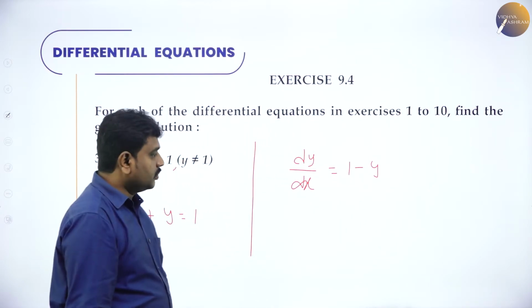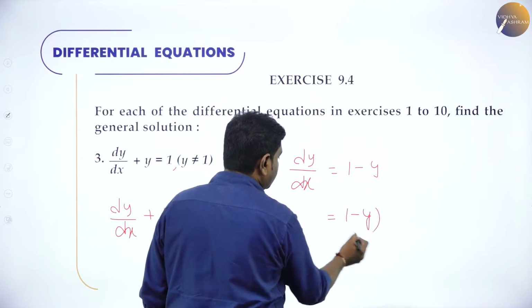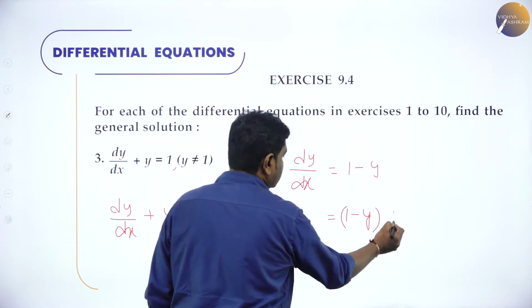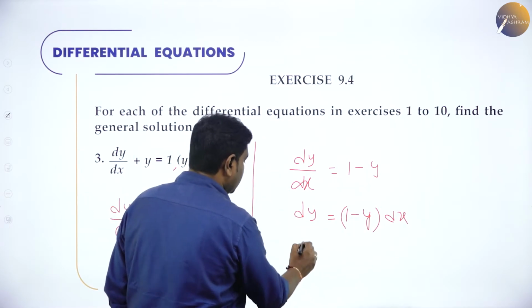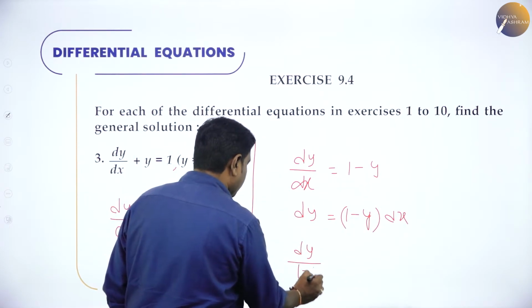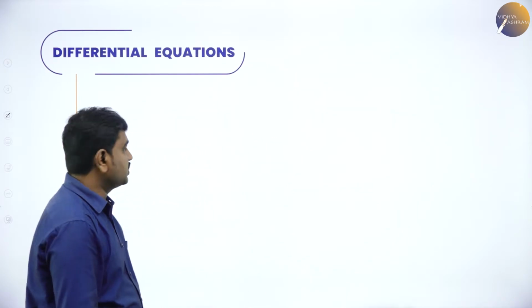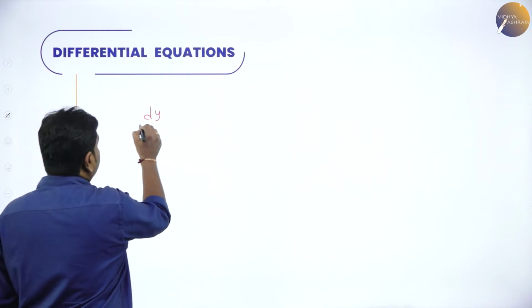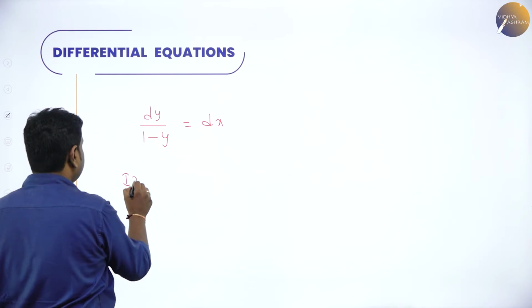Now group them. All of you know rule 1. Rule 1 says that the d term should not be in the denominator. Transfer it to RHS, it will come into dx. Now bring dy to 1 minus y, to LHS, it will become dy by 1 minus y is equal to dx. So dy by 1 minus y is dx. So integrate both sides.